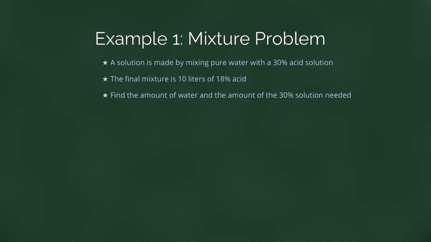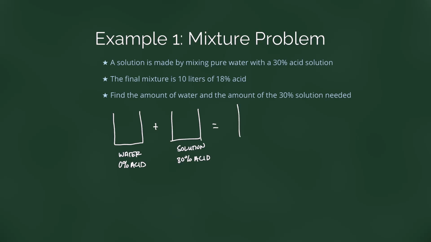So here we can actually think about a picture. We can imagine we have a container here. This contains our water. This is 100% water or 0% acid. And then we're going to mix with that our first solution. This one is 30% acid. And what we're going to do is imagine pouring these two containers into some other container that's maybe bigger. And this is our mixture. And that mixture has to be 18% acid.